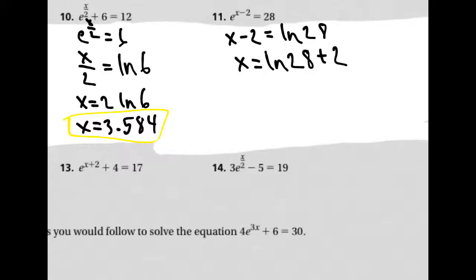Calculator tells me that ln of 28 is 3.332. We add 2, so x equals 5.332. And that's your final answer on that one.